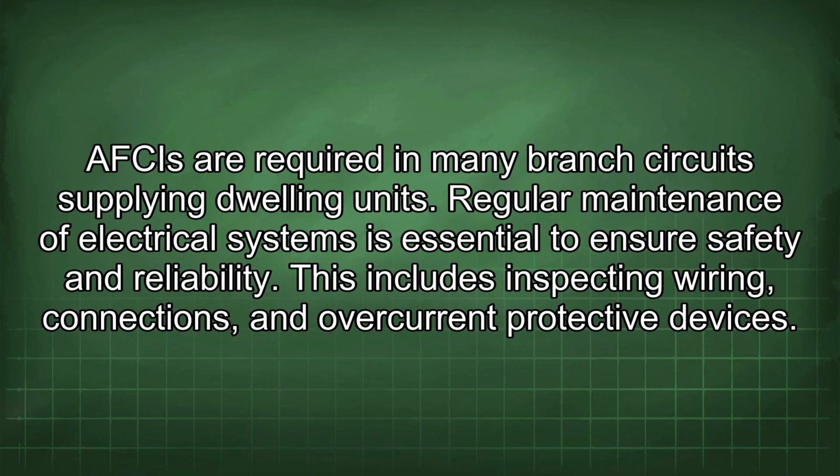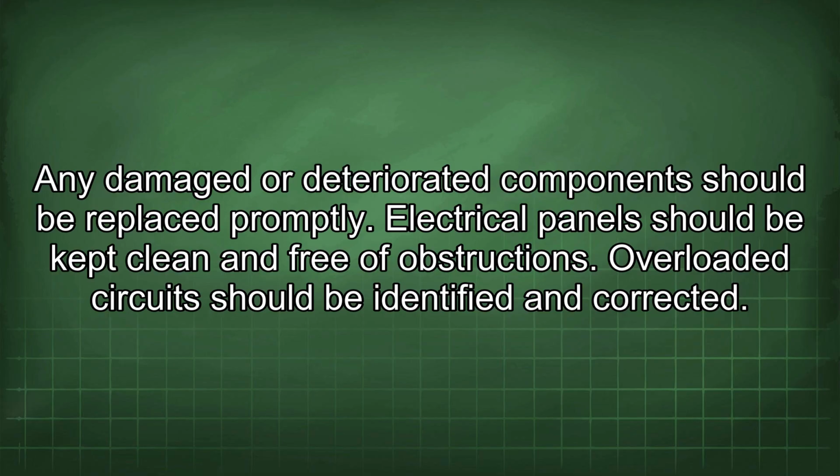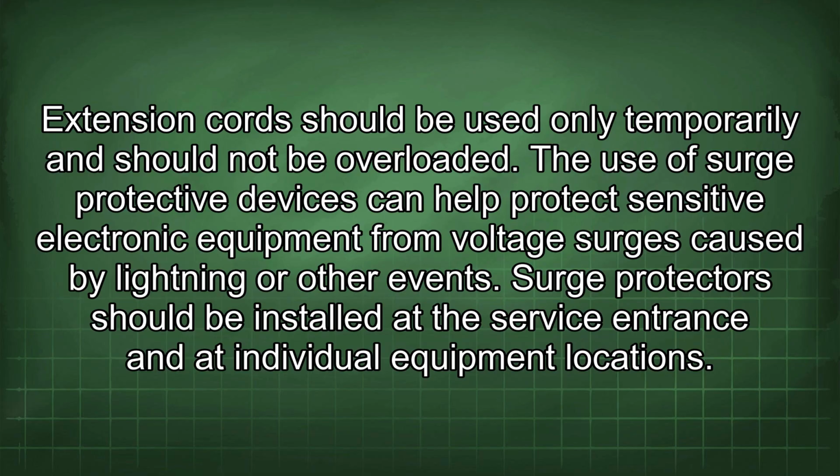Regular maintenance of electrical systems is essential to ensure safety and reliability. This includes inspecting wiring, connections, and overcurrent protective devices. Any damaged or deteriorated component should be replaced promptly. The electrical panel should be kept clean and free of obstructions. Overloaded circuits should be identified and corrected. Extension cords should be used only temporarily and should not be overloaded.